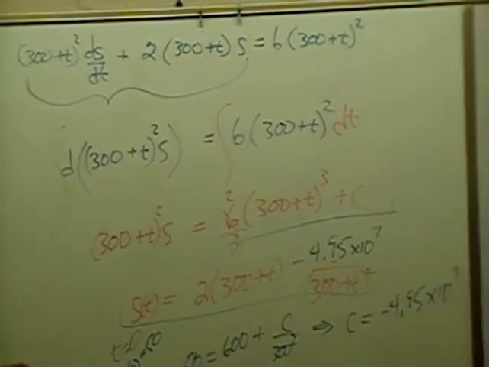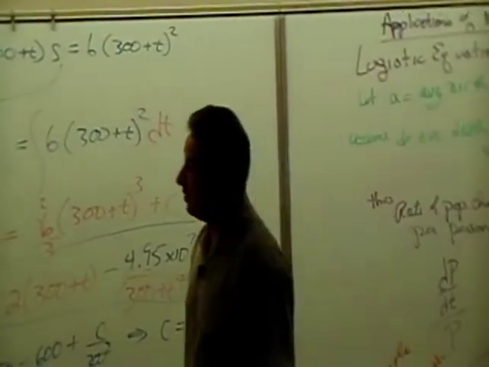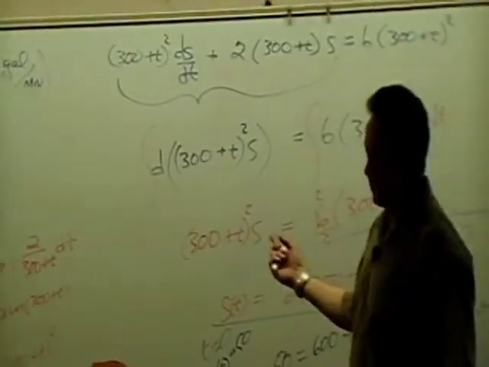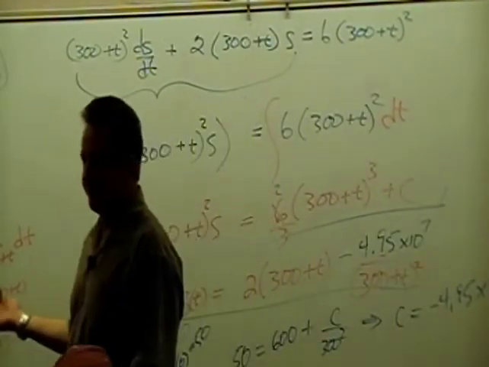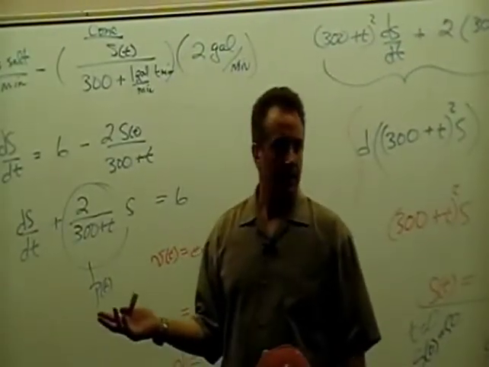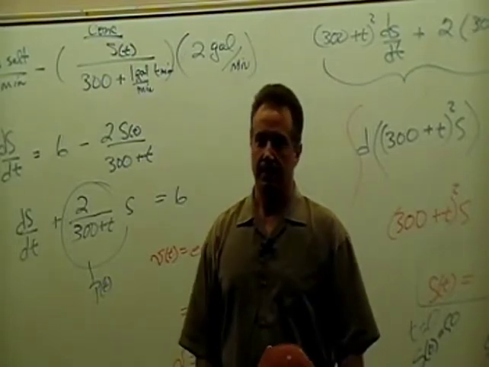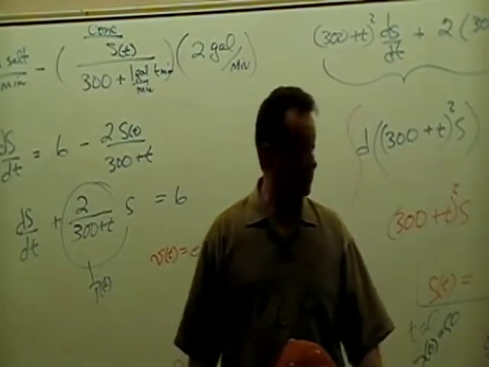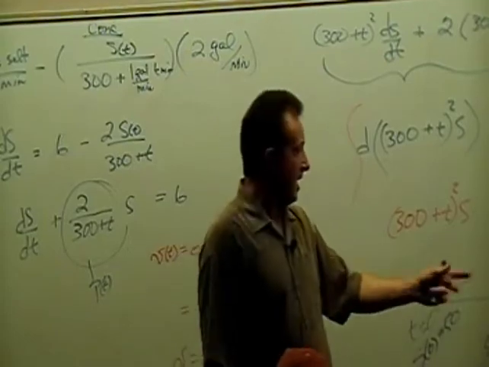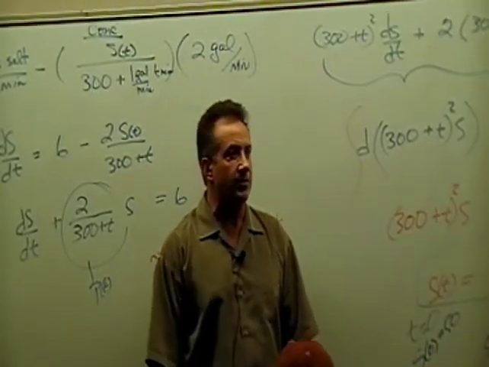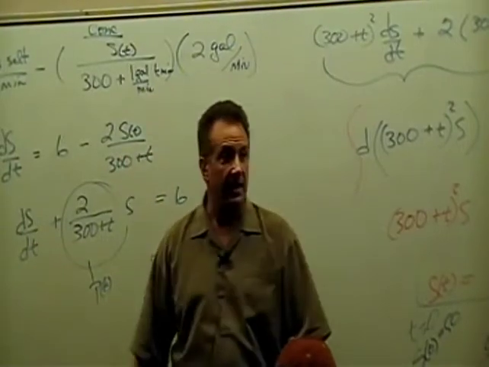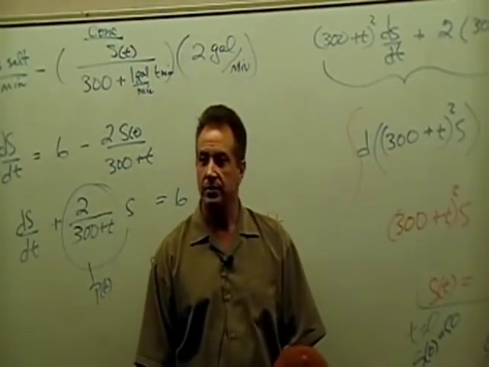So if I wanted to know, I have erased the problem, but the problem asks you for how much salt would be in the tank. What was it, 50 minutes? How would you find that out? Yeah, just plug in 50 into your final form, and you'll get the amount of salt that's in the tank 50 minutes after you started pouring and draining the two brine solutions.